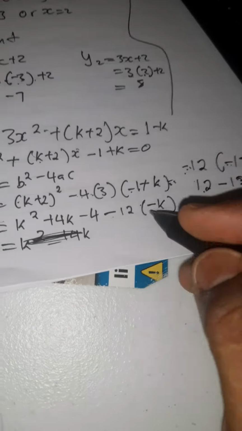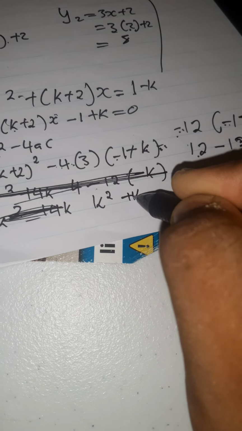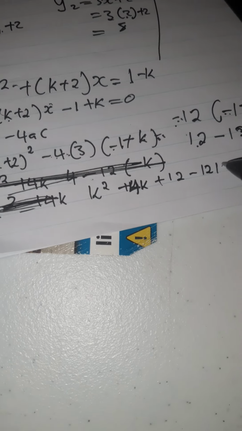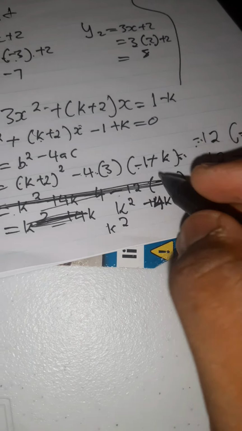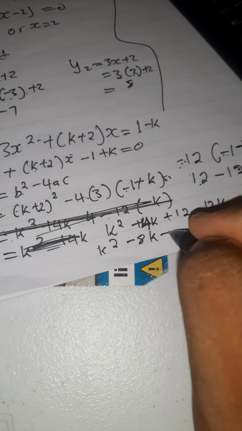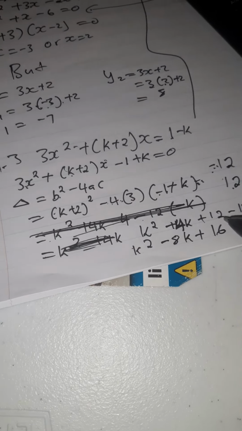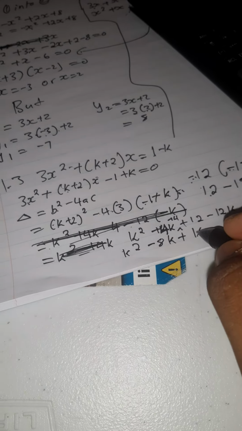So I was supposed to say k² + 4k + 12 - 12k. Then I'm gonna do my like terms, which is gonna be k² - 8k + 16.